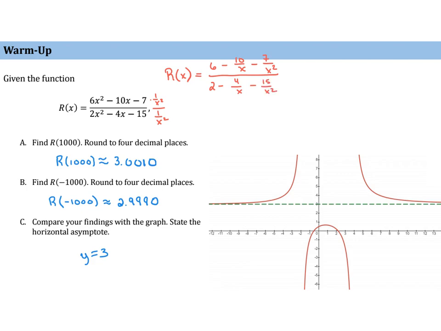And so if we're dealing with extremely large values of x, say x is 1,000 or x is 1,000,000, what happens to these fractions? They would be really small, meaning close to 0. So we'd have basically something that's almost 6 over something that's almost 2, and we would get something that's getting closer and closer to 3.